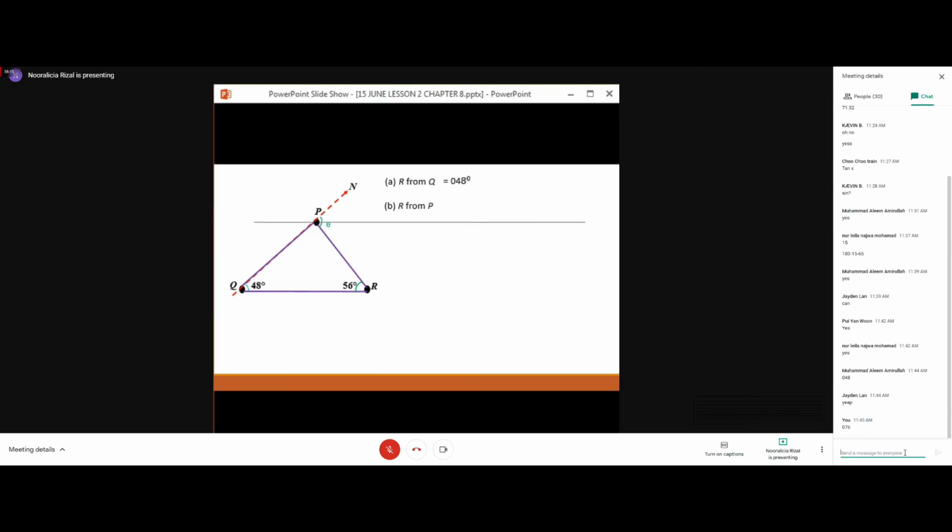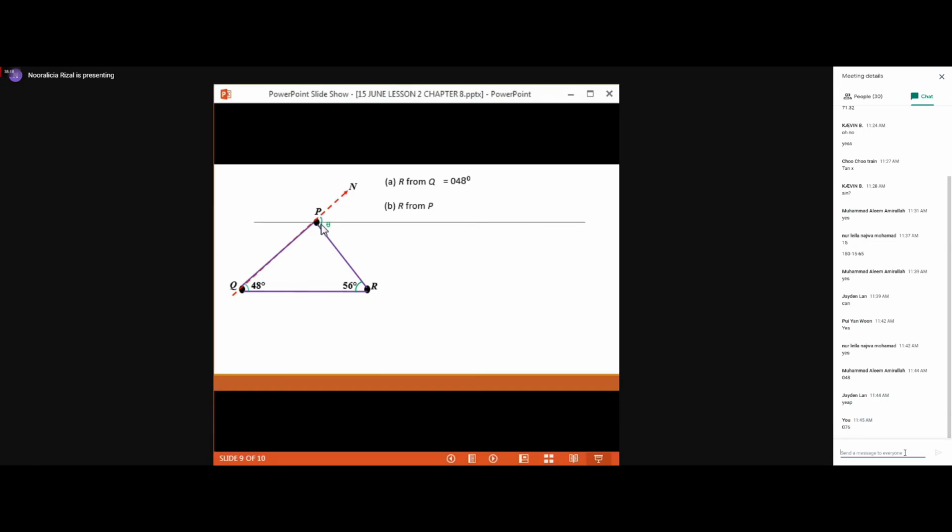Okay, so basically this one here, your bearing of R from P is this theta. So he says it's 76. Not correct. It's not in here, yeah? The bearing is there. So it's the one outside of the triangle.